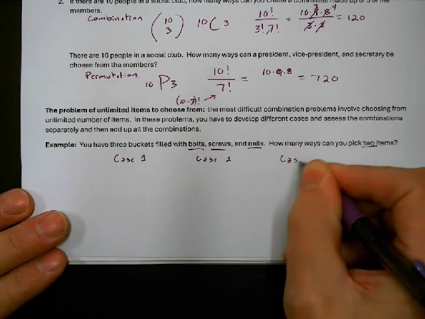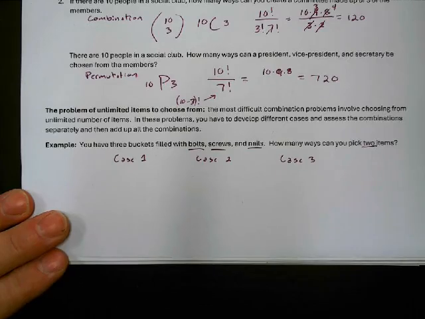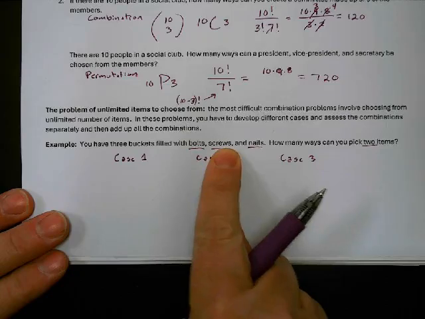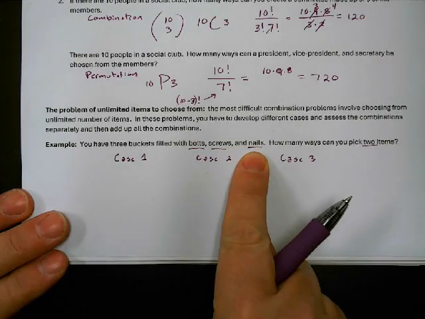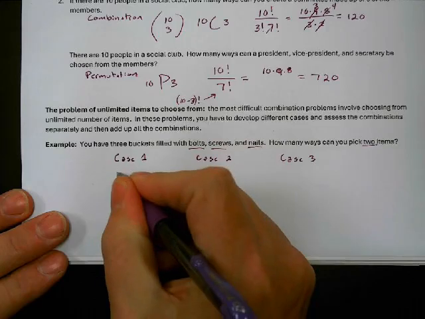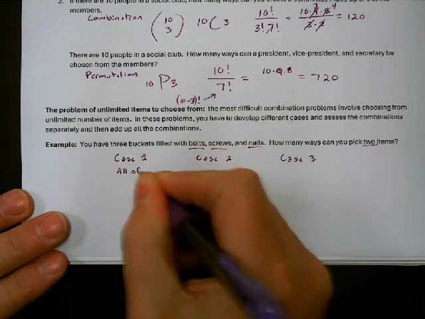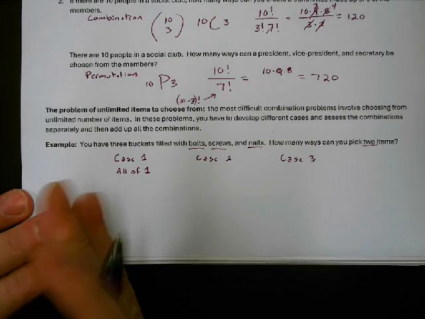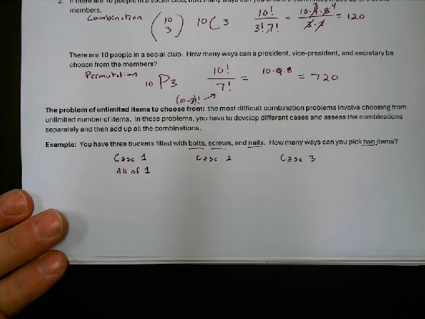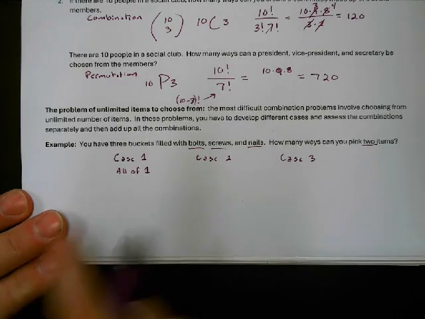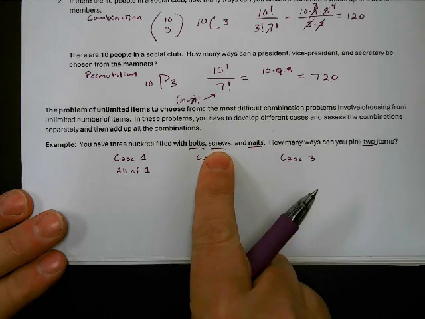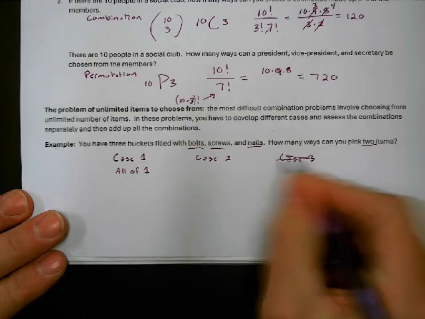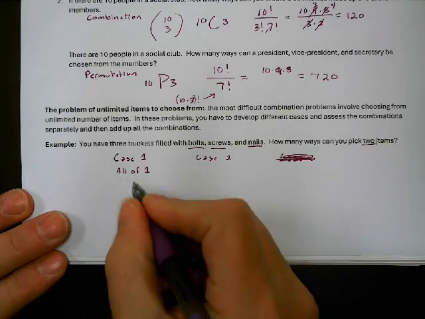So what could happen in this? Well, I could get all bolts, all screws, or all nails. So all of one. So what if I get all of the bolts, all the screws, or all the nails? How many different combinations can I get when I'm picking 2 items? Well, I could get 2 bolts, or 2 screws, or 2 nails. So there are 3 different ways to do it if they're the same.